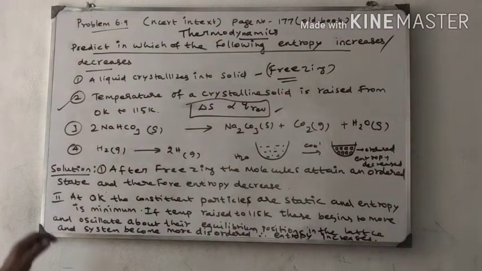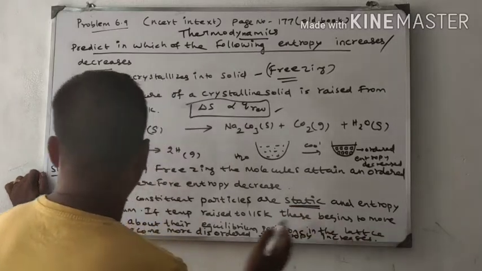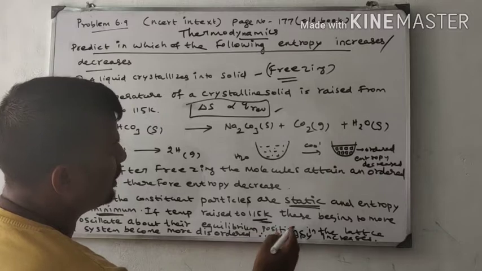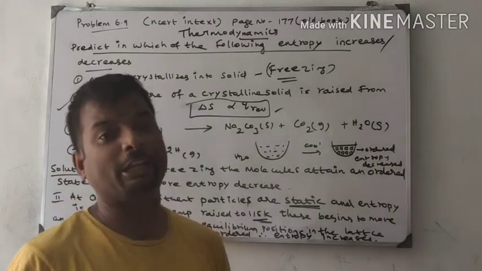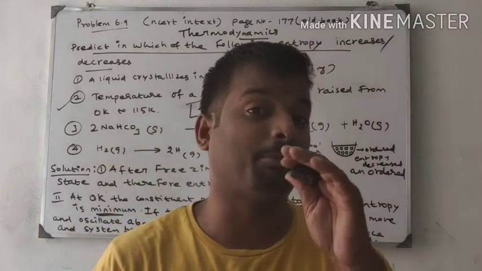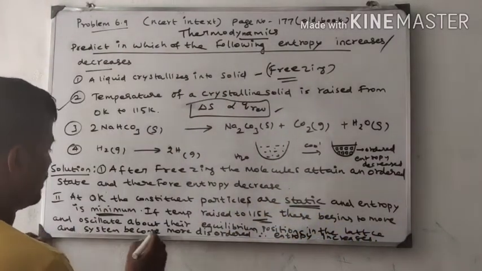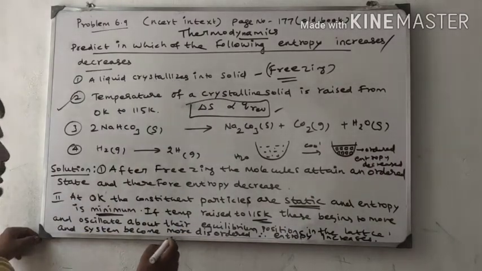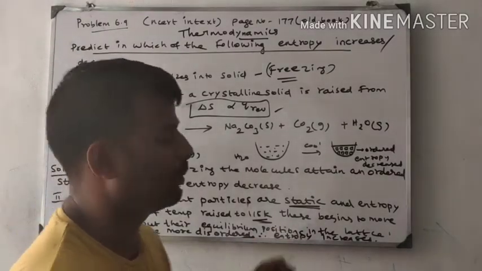Entropy also increases, so that at 0 Kelvin the constituent particles are static and the entropy is minimum. If the temperature rises to 150 Kelvin, they begin to move and oscillate. The atoms gain kinetic energy, therefore they begin to move here and there. They vibrate about their equilibrium position in the crystal lattice. Therefore, the system becomes more disordered, entropy increases.